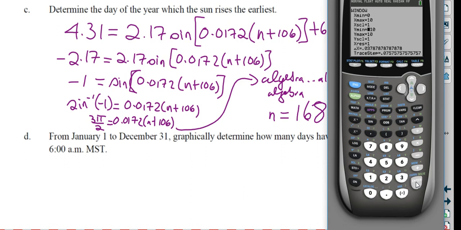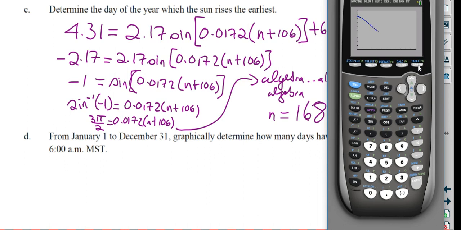Yeah, this is 1 year. So 0. No, that's y's, that's x's, sorry. X is 0 to 365, and let's go by 30, which will be almost months. And y is 0 to 10 by ones. And we need 6 a.m. on here, right? So 6, graph.